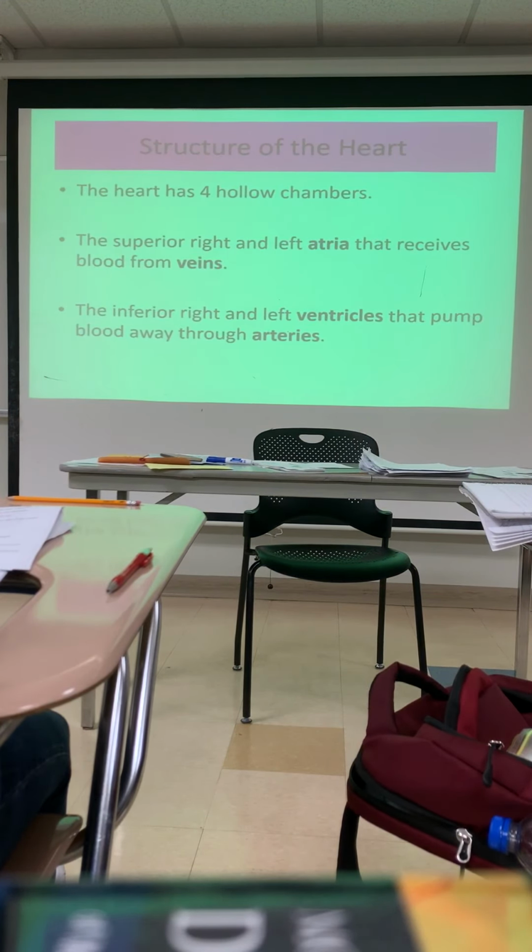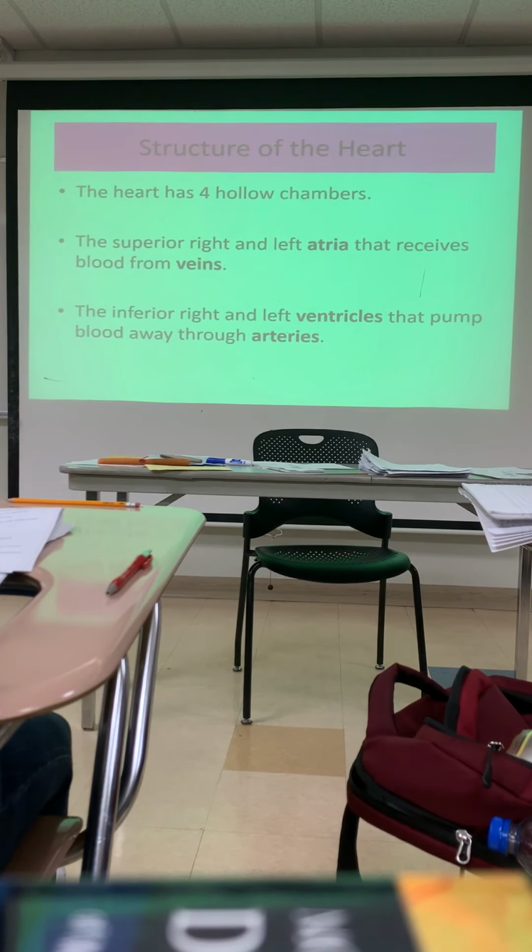Okay. So there are 4 hollow chambers in your heart. Right and left. So 2 right, 2 left. The upper one is right atrium. The lower one is the right ventricle. The left side is your left atrium, and the lower one is your left ventricle. Okay? 4 chambers. Left side, left atrium, left ventricle; right side, right atrium, right ventricle.